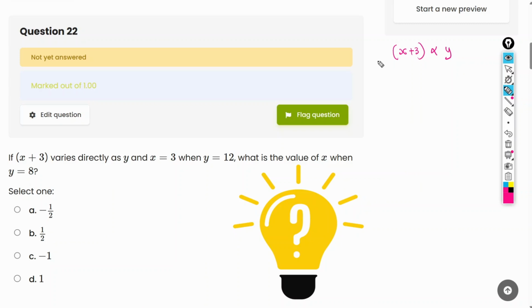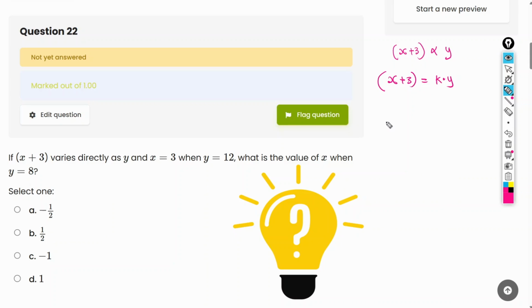Okay, so we know that x is 3 when y is 12, but before that, let's introduce our k. So I would say x plus 3 is equal to k times y.